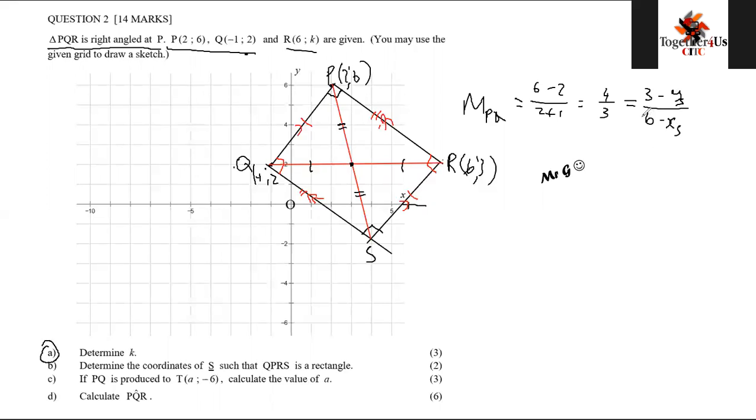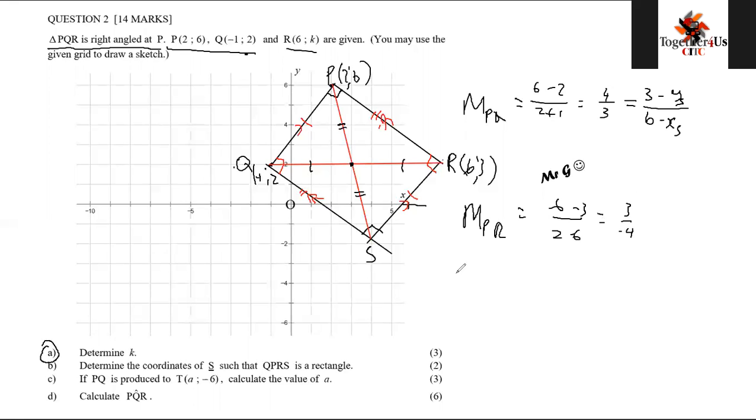And we can see actually both coordinates are going to be positive. Now, the second equation that I have is the gradient of PR. What is the gradient of PR? The gradient of PR is 6 minus 3 over 2 minus 6. This is 3 over a negative 4, right? Which makes sense because that's the reciprocal of that.